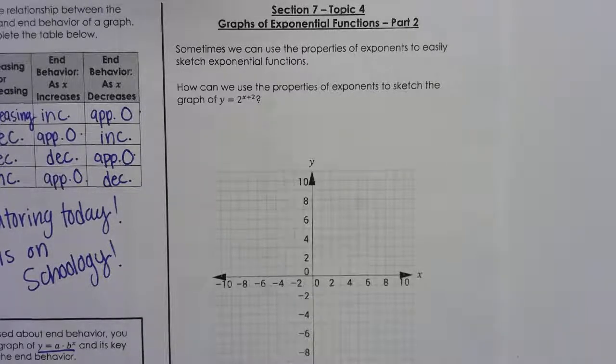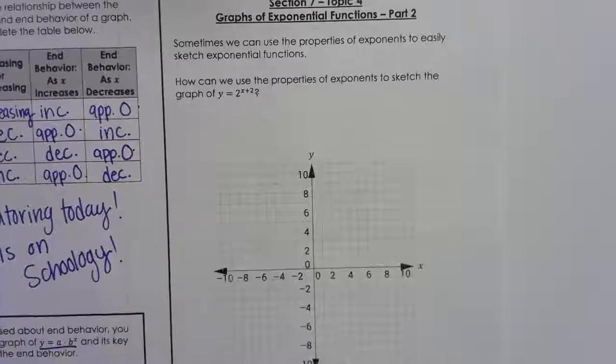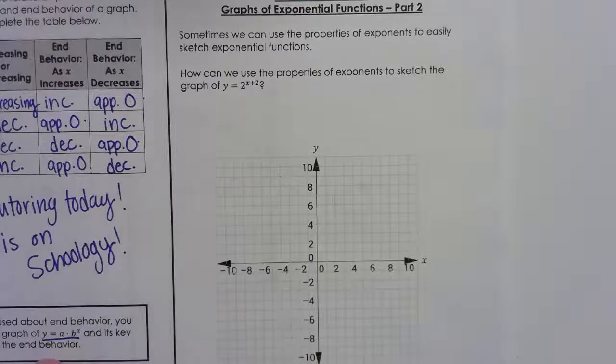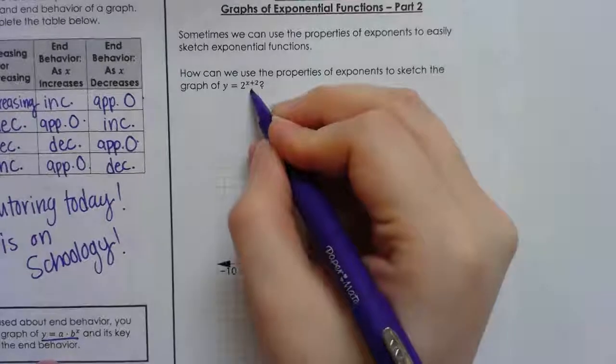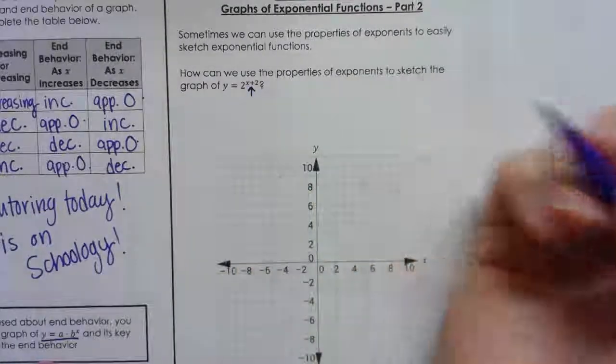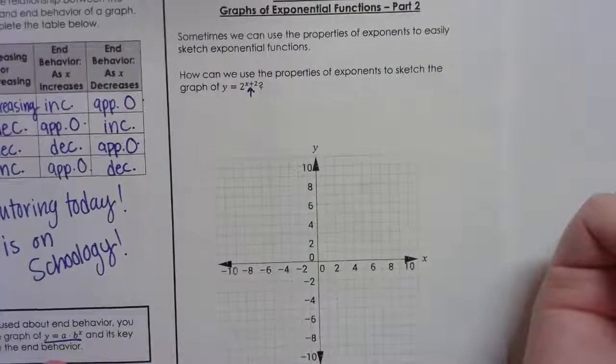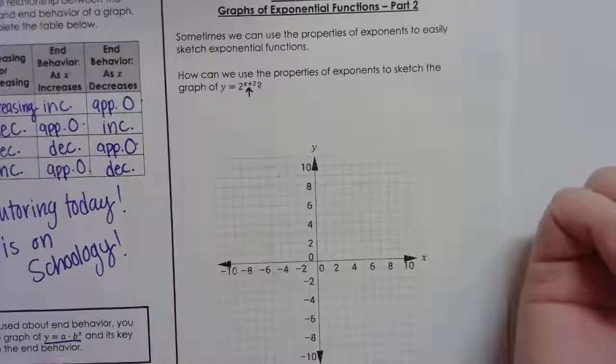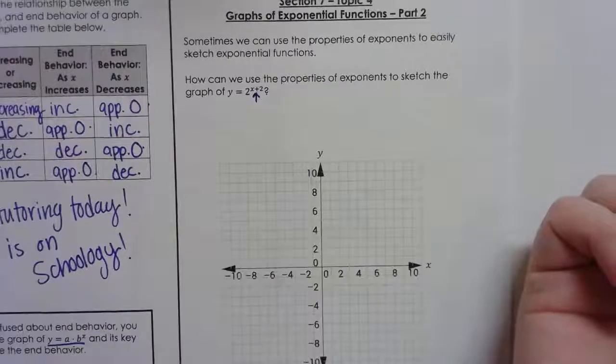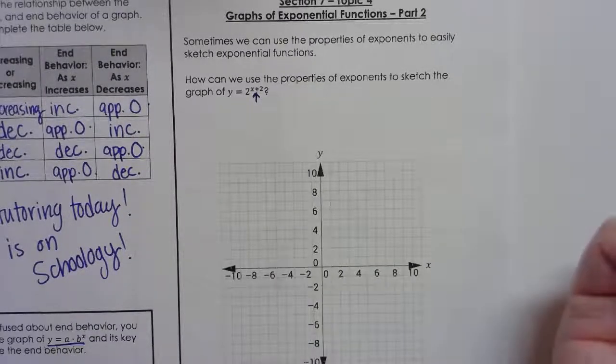I'm going to give you a hint, and then I'm going to let you talk to your table. Remember, the time that we added exponents was when we were multiplying. It's going to give you about 30 seconds. Turn and talk to your table mates or your group mates. How do you think we could rewrite y equals 2 to the x plus 2?